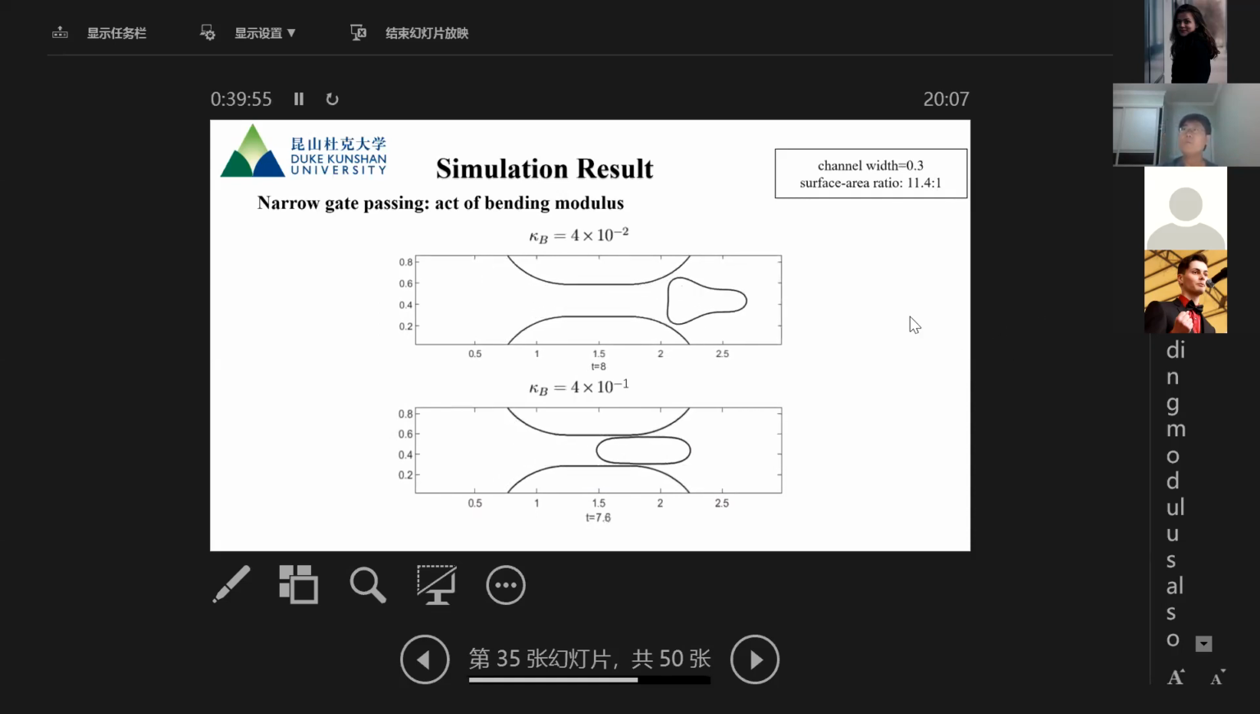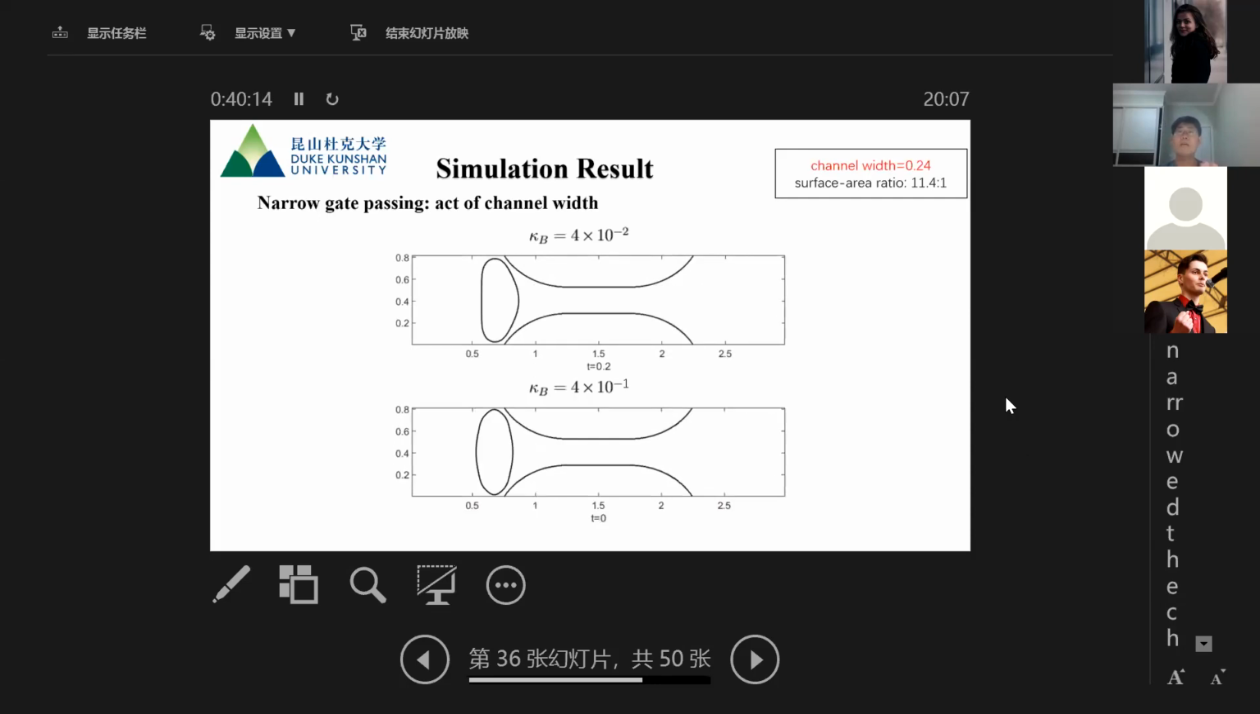However, in the experiment they found that there is a threshold. It's 2.4 micrometers, so that no matter how soft your cell is, you still cannot pass through this narrow region. Okay, now let us see what happened in my simulation. So now I narrow down my channel a little bit from 3 micrometers to 2.4 micrometers.